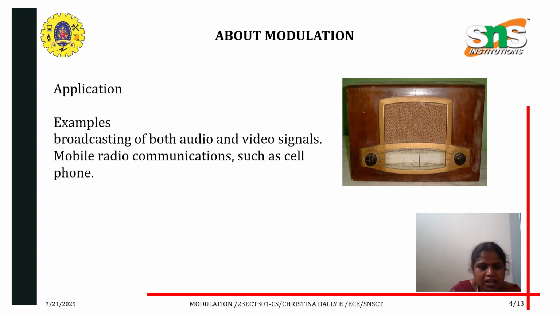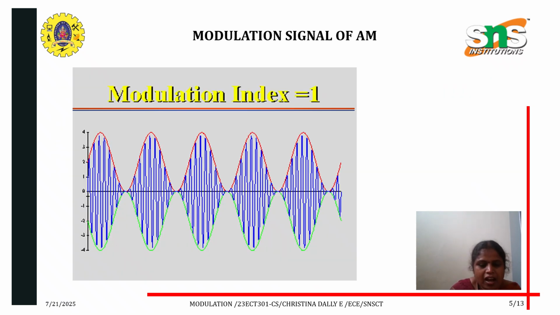Why we are going for modulation: we are broadcasting both audio as well as video signals. For example, radio communication such as mobile phones uses it. So these are all the applications. We have various types of modulation.